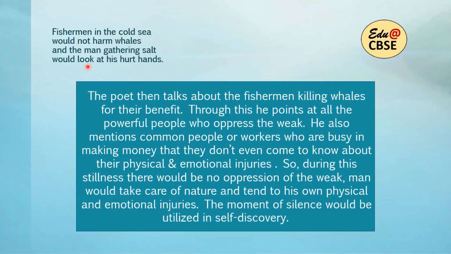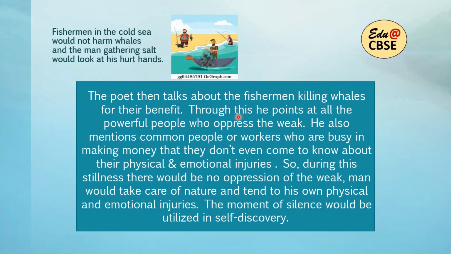Fishermen in the cold sea would not harm whales, and the man gathering swords would look at his hurt hands. So now the poet talks about the fishermen killing whales for their benefit. So through this, he points out all the powerful people who oppress the weak. So fisherman is a symbol for oppression.